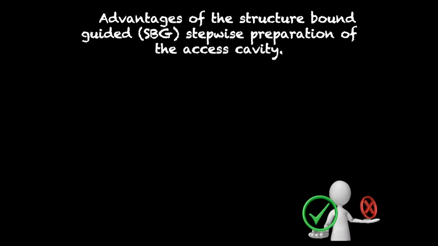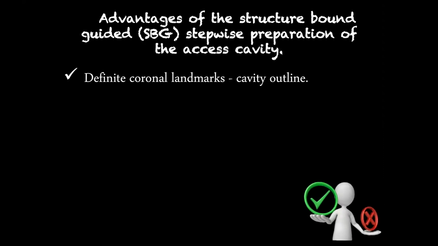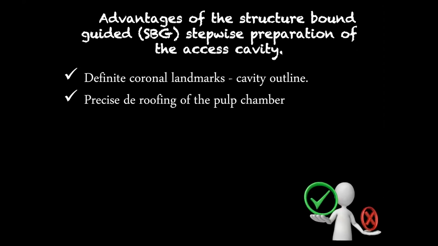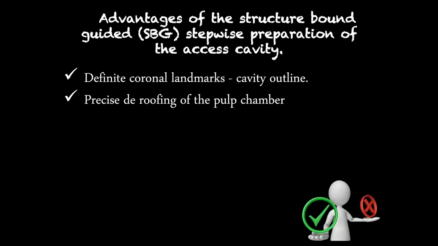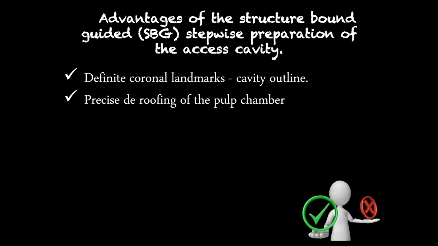So the basic advantage of this axis cavity preparation is that it has a definite outline. It gives you a definite cavity outline based on the coronal landmarks. And also there's going to be a precise de-roofing of the pulp chamber. There is no pulp chamber roof which is present, which might cause an interference in removal of the necrotic pulp.